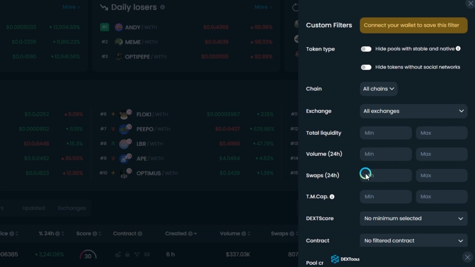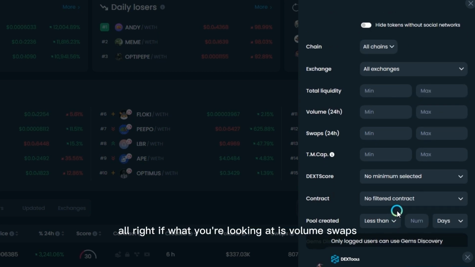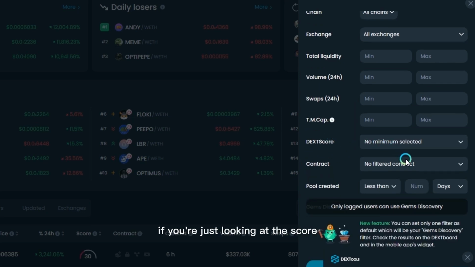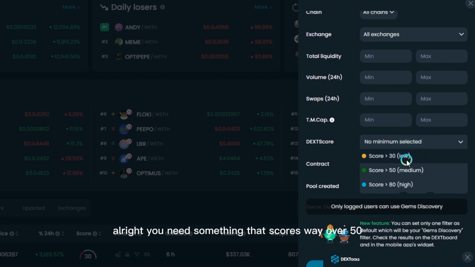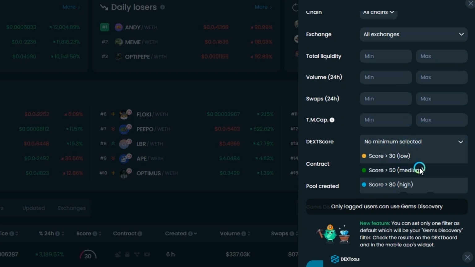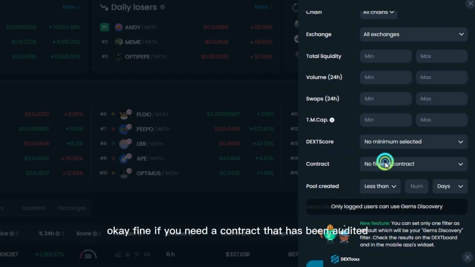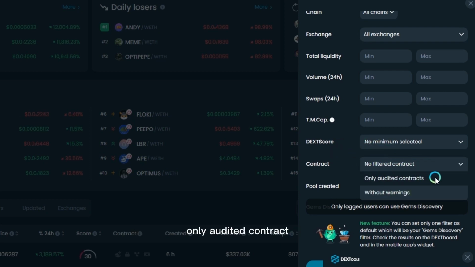In terms of swap, now you don't need to provide all this information. All right. If what you're looking at is volume, swaps, or volume and liquidity, fine. Or if it's volume, liquidity, and total market cap, fine. If you're just looking at the score, all right, you need something that scores way over 50, okay, or scores over 80, okay, fine. If you need a contract that has been audited, only audited contracts, you have them here, or contract without warnings, you can also set for them.